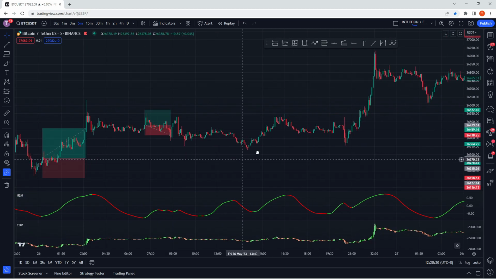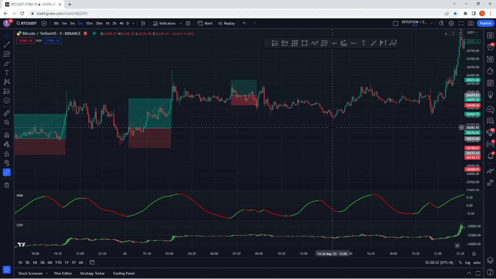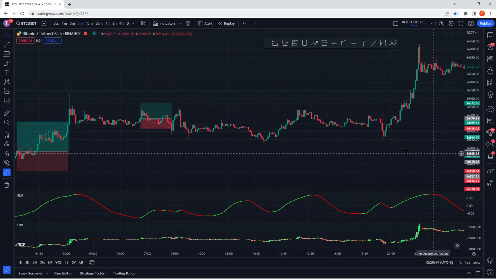So now I'm going to bring you guys through how to take short positions. It is basically the same thing, but you just want to flip it opposite, meaning that we are waiting for the normalized smooth MACD to change from green to red, and the cumulative delta volume to be red in color. So let's look for trades now. Let's look right here.